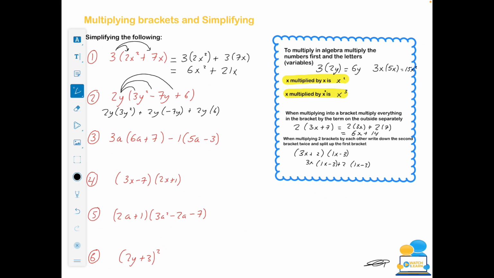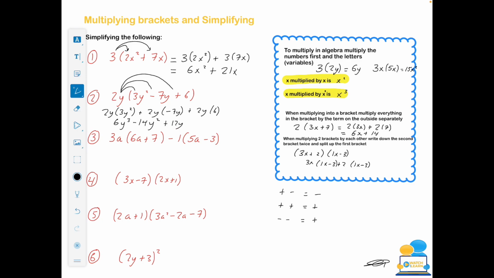So here we're going back to our key rules on the right. So to multiply 2y by 3y squared, we're going to multiply the numbers first. Okay, 2 multiplied by 3 will give me 6, and y multiplied by y squared will give me y cubed. Okay, next we have 2y multiplied by minus 7y. 2 by minus 7 is minus 14. Okay, why? Because a positive multiplied by a negative is a negative. Two positives multiplied together are positive, and two negatives multiplied together is a positive as well. Okay, you can check that on your calculator anyway. You could put in 2 multiplied by minus 7, it will give you out minus 14. And then we have y multiplied by y, which will give me y squared.